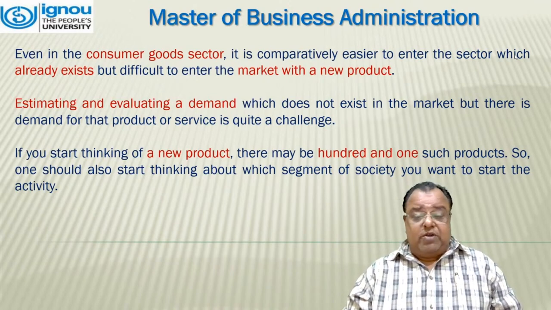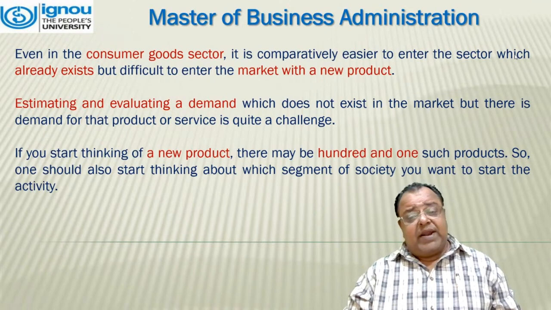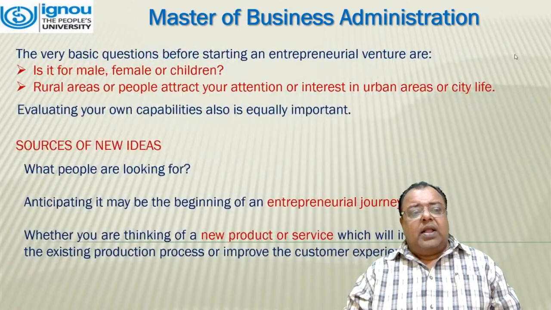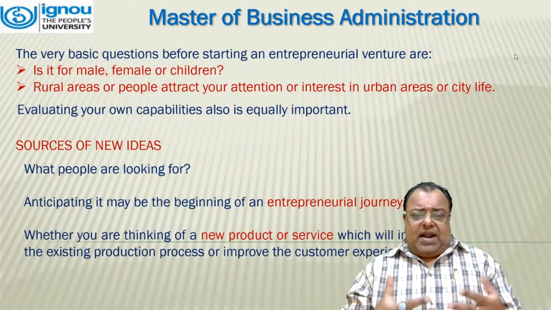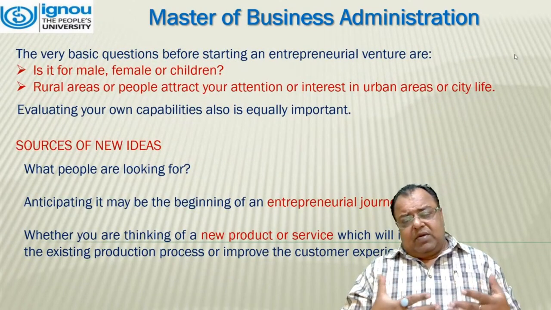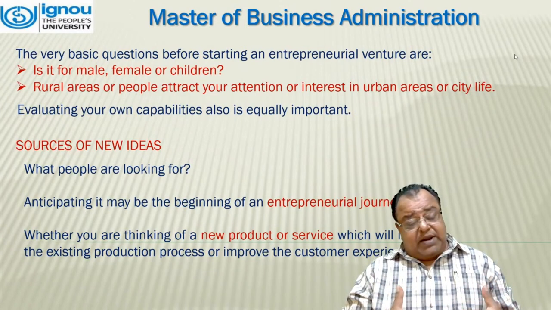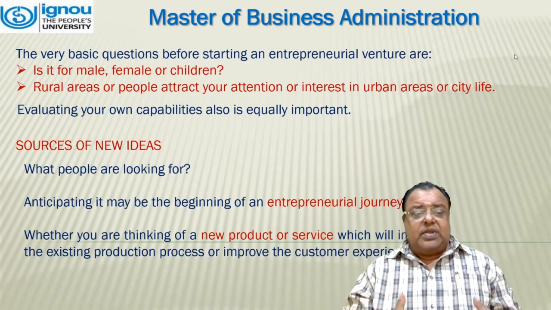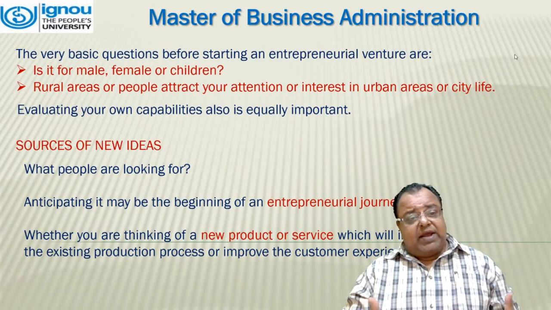If you start thinking of a new product, there are 101 such products. So one should also start thinking about which segment of society you want to start the activity with. The very basic question before starting an entrepreneurial venture is: is it for male, female, or children? Whether it will be used in rural areas, or people attract your attention or interest in urban areas or city life. Evaluating your own capabilities also is equally important.